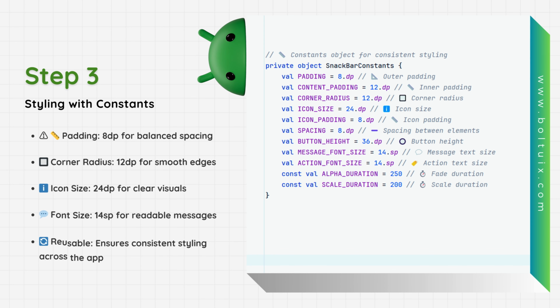For consistent styling, we use a snack bar constants object. This defines values like 8 dp padding, a 12 dp corner radius, and a 14 sp font size for the message. These constants keep the design uniform and make it easy to tweak the look across your app. It's a small but powerful way to maintain clean code.